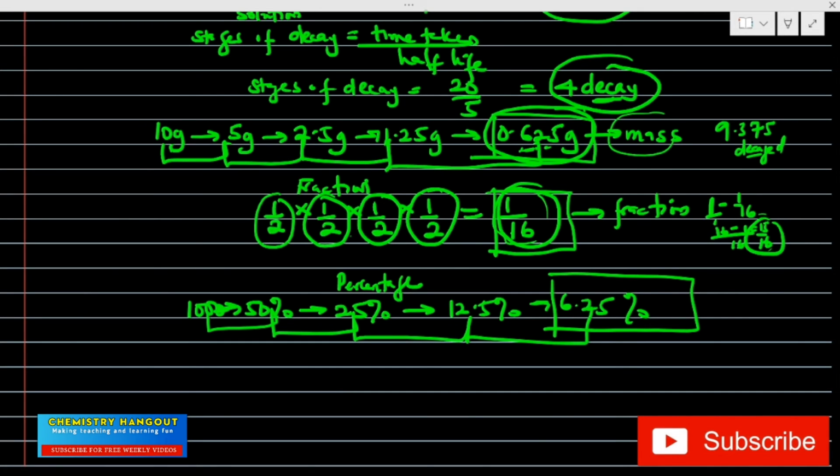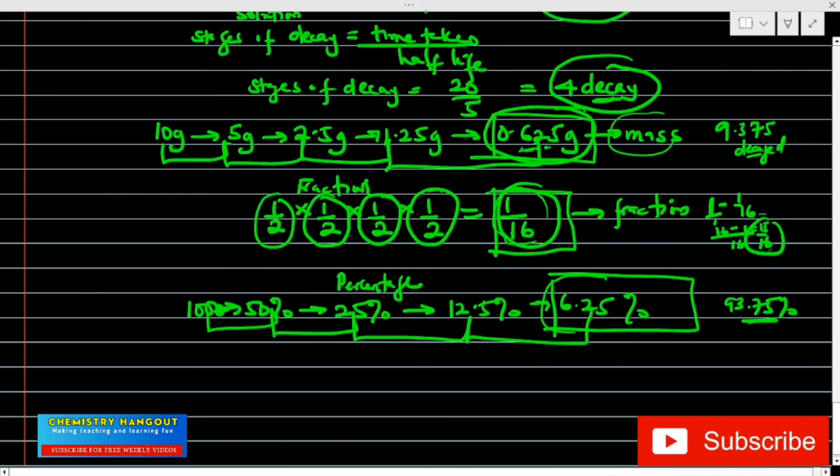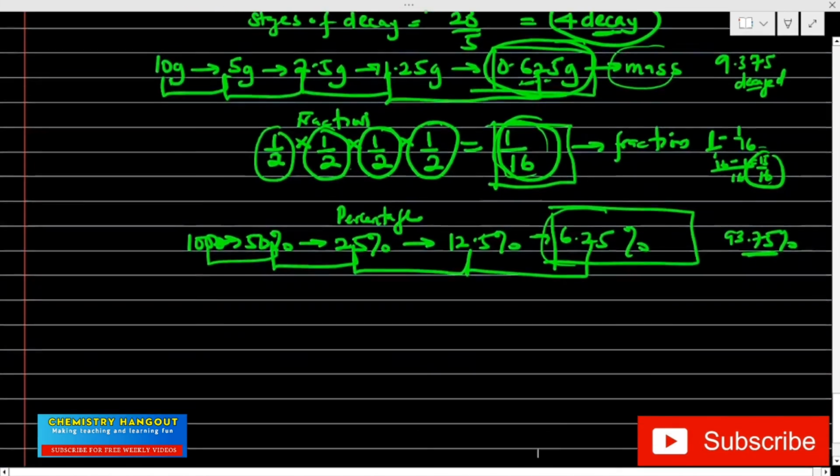For percentage, the amount that is remaining in percentage is 6.25. I can just say 100 minus 6.25. That will give me 93.75. So the amount that has decayed is 93.75%. So if you know the amount that has decayed, you know the amount remaining. If you know the amount that is remaining, you know the amount that has decayed. I want to believe this is clear.